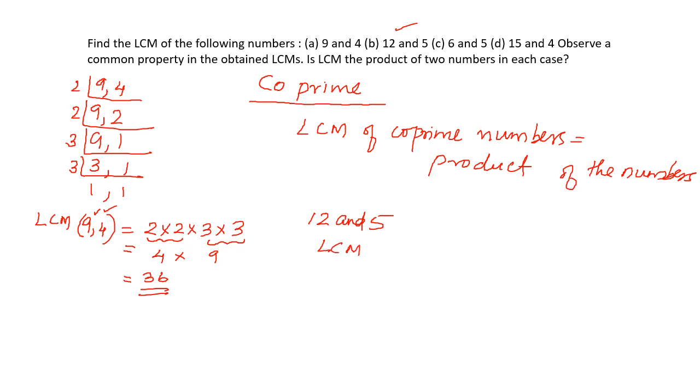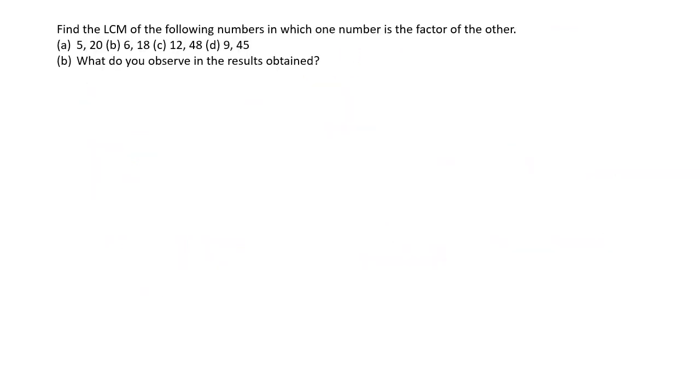Therefore, the LCM of 12 and 5, without any division, you can just write 12 into 5, that is equal to 60. Okay. In a similar way, 15 and 4, and 6 and 5: you can just write 15 into 4 because there are no common factors. 60 will be the LCM. 6 into 5, that will be equal to 30, will be the LCM. Okay. You can do it on your own and find out whether it is correct or not.